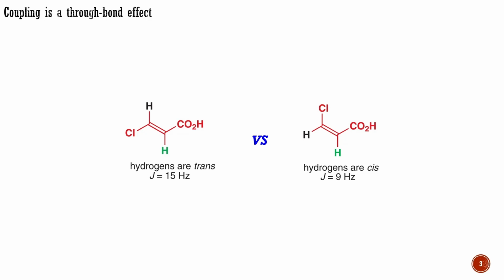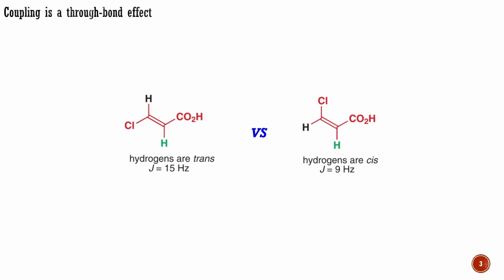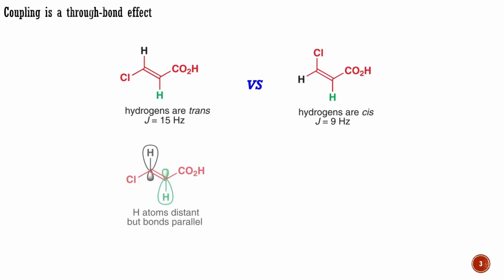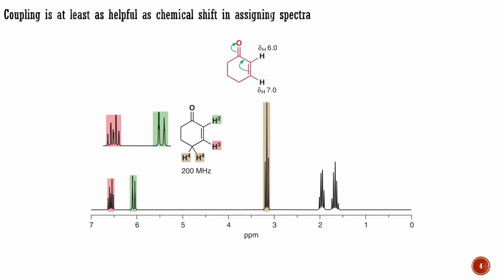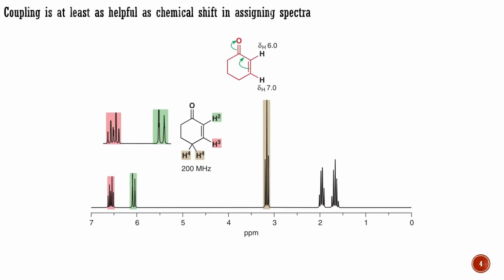These two chloroacids are good examples. If coupling were through space, the nearer cis hydrogens would have the larger coupling constant. In fact, coupling occurs through the bonds, and the more perfect parallel alignment of the bonds in the trans compound provides better communication and a larger coupling constant. Coupling is at least as helpful as chemical shift in assigning spectra.